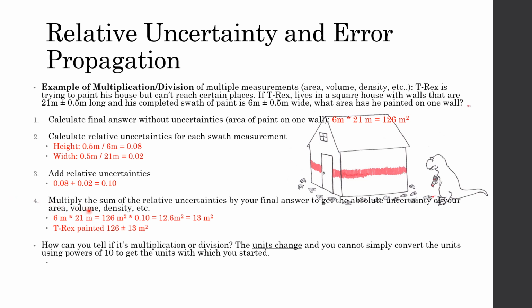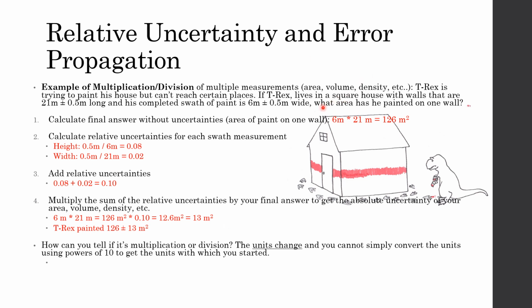Now the last step is to get everything in the same unit. So we're going to multiply the sum of the relative uncertainties, which was our 0.1, by our final answer, which is 126 meters squared, and this will give us our absolute uncertainty of whatever we're measuring, in this case area, right? So we have 126 meters squared times 0.1, that gives us 12.6 meters squared, or more simply, with correct number of sig figs, that is 13 meters squared.